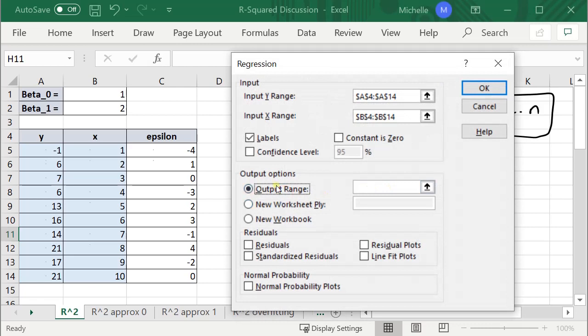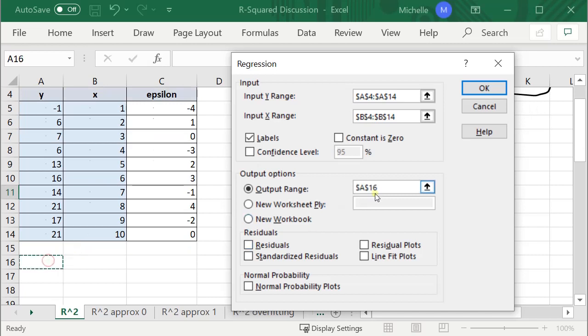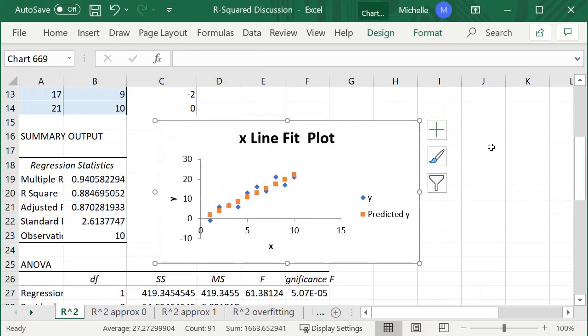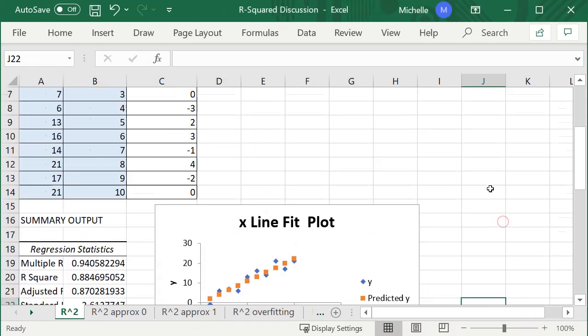The output range, I like to just put my cursor in here, and let's put the output in that cell. Okay, and it'll use all these cells below it. I want to include the line fit plot, so click that, and then press OK.